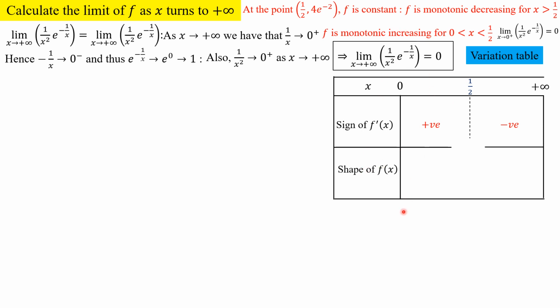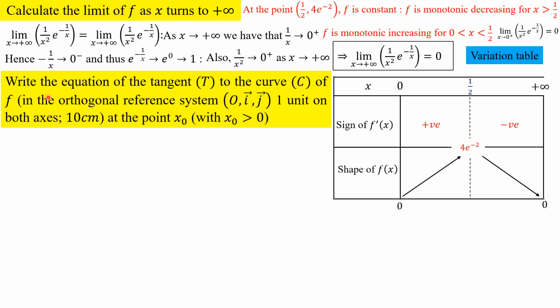But where does it increase? It increases from where to where? That's the question. So it increases from the limit as x tends to 0 from above, which is 0, right up to the y coordinate of the turning point. Since the x coordinate is half, the y coordinate is 4 e raised to the power negative 2. Now in the interval half to positive infinity, the function is decreasing. So basically it decreases from this turning point here. This turning point is said to be a maximum turning point. So it decreases from this turning point right up to the limit as x tends to positive infinity, and the limit we have found is 0. So this is the variation table of our function f of x.